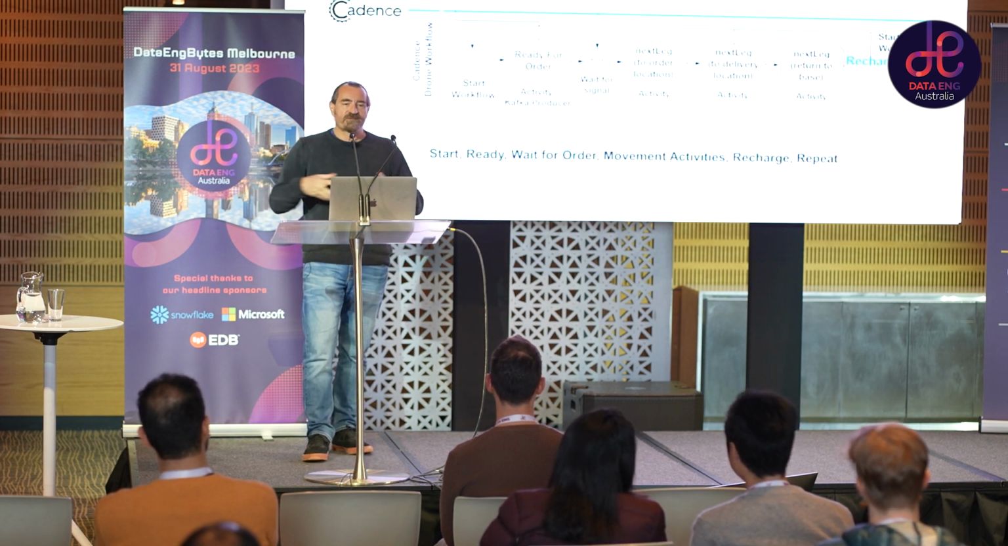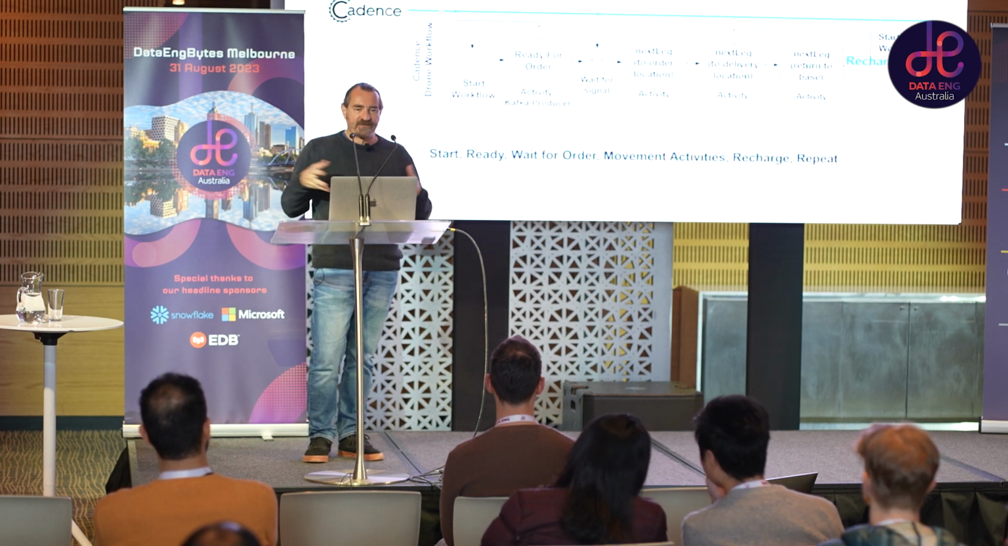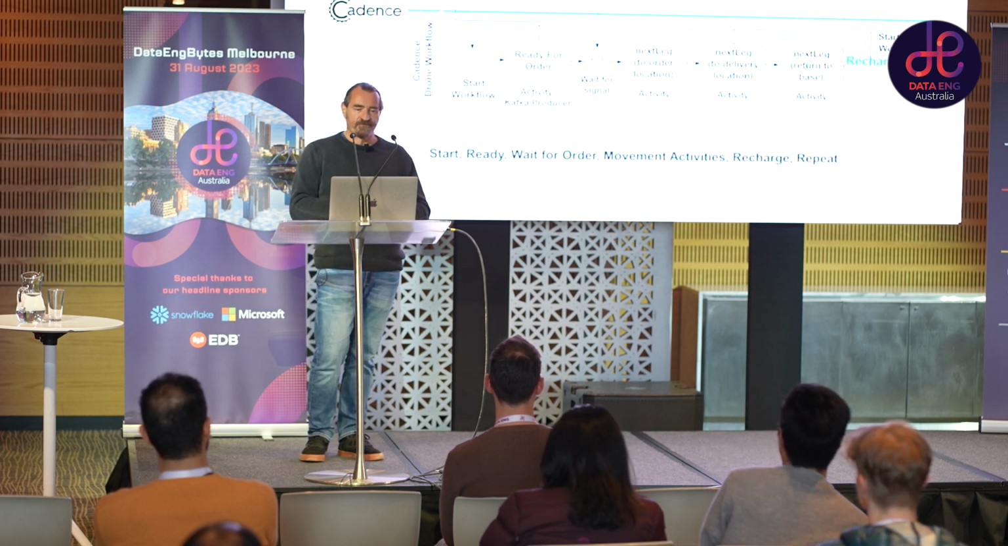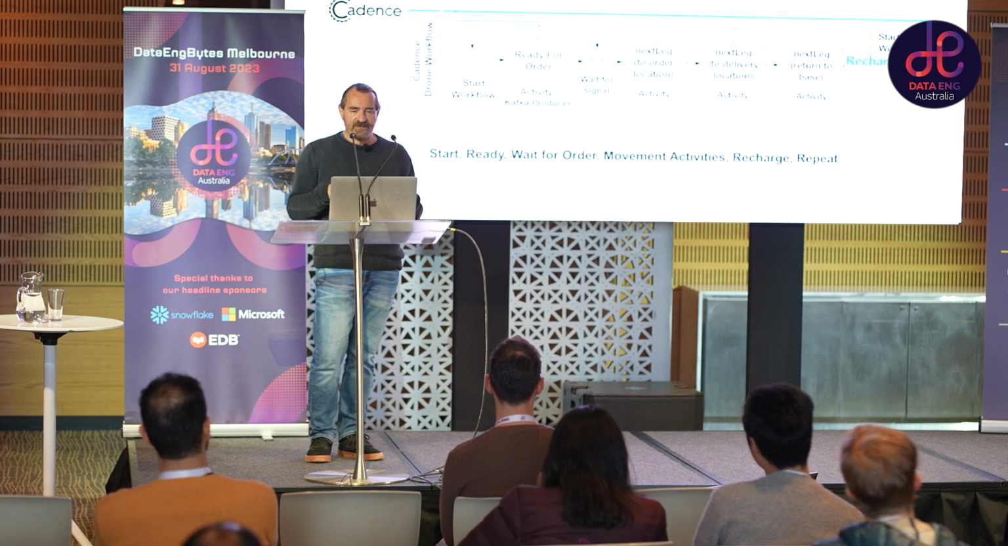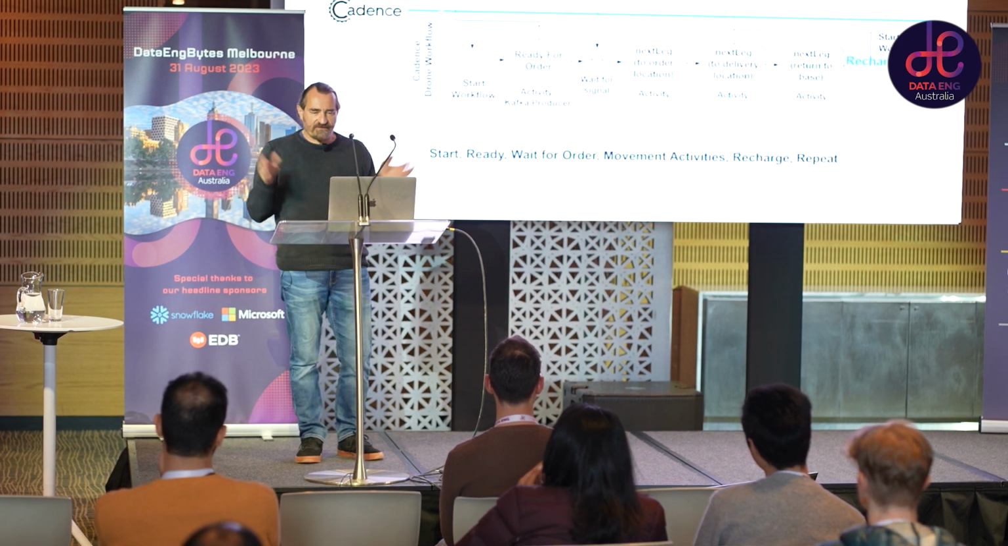Here's an overview of the whole system using some swim lane diagrams to try and explain what's going on, because it does get a bit complicated. There are 2 workflows. Here's the first one, the drone workflow. Basically, the drone starts, it's ready, it waits for an order, it does the movement activity calculations, it recharges, and then repeats again.